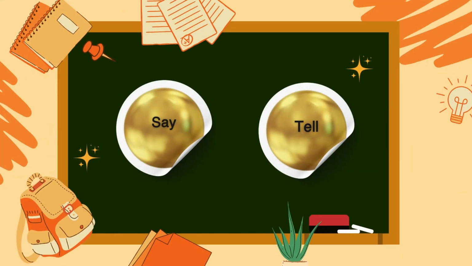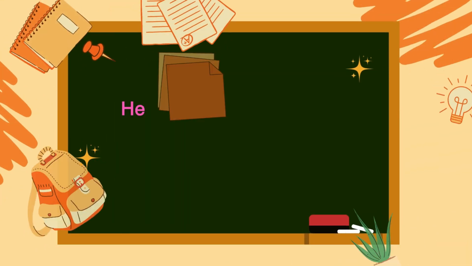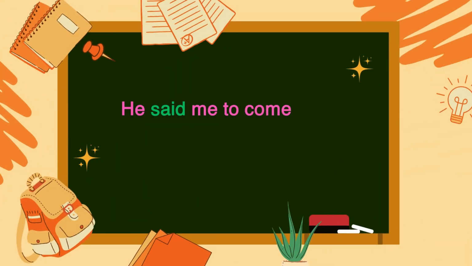Next up is mistake 6, confusing say and tell. These two words are often mixed up, but they're used in different ways. Let's clear up the confusion. Here's the mistake, saying something like, "He said me to come early." Sounds close, but it's actually wrong.